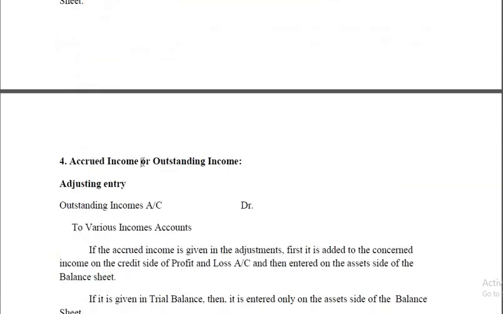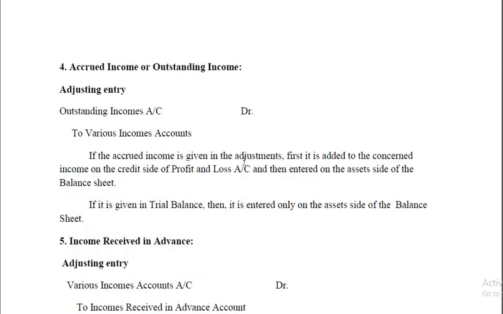Coming to accrued income or outstanding income. This is income you have earned and it has accrued, but you have not received it.